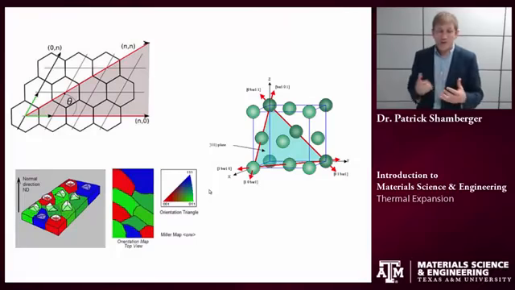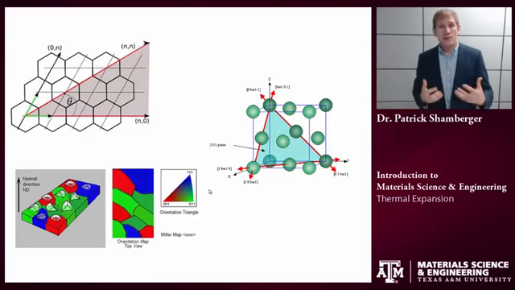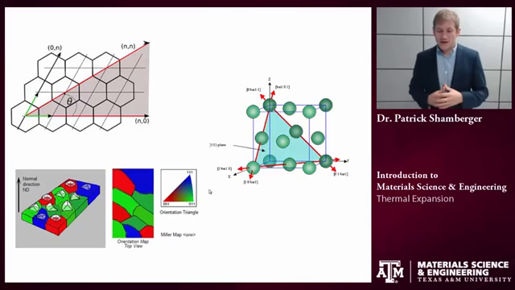Howdy. The point of this video is to discuss how to index directions in crystallographic space. Now, why would I want to do that? There are a few different reasons. One would be if I want to describe anisotropic properties of a material. That is, some property, say electrical transport, that depends on what direction I measure it in a single crystal.